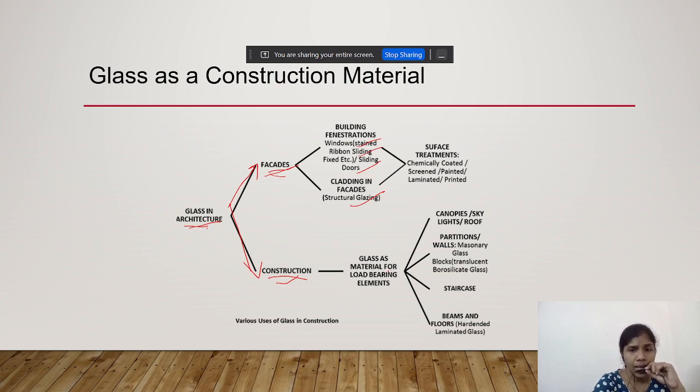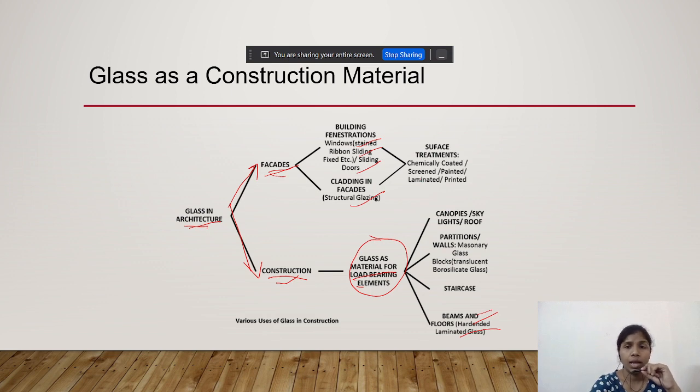And in construction, glass is used as a material for load bearing elements. See, here you are not going for any load bearing elements, these are only the fittings in the building. But when you use it for construction, that means you are using glass as a material for load bearing elements, such as canopies, skylights or roof, or partition walls, or staircases, or beams and floors also. When you use hardened laminated glass, you can use it for beams and floors also. So if glass is used as a construction material, you are using it as a load bearing element. Or you can use it as facades, just like fittings.